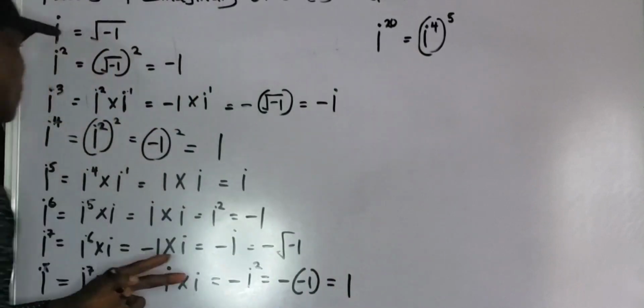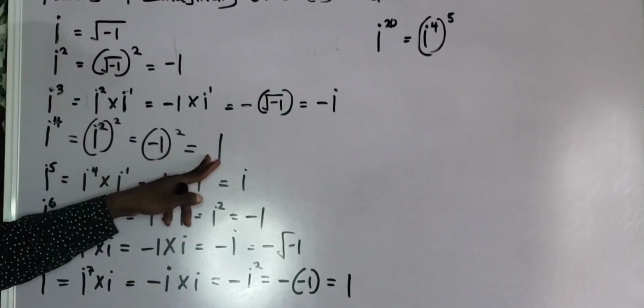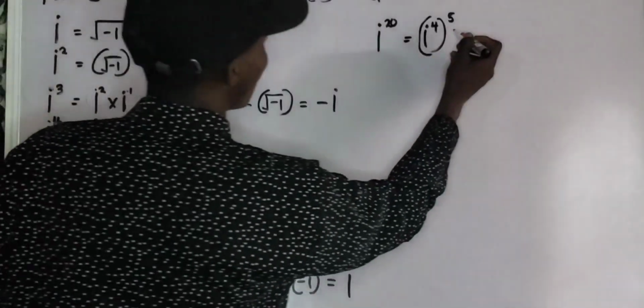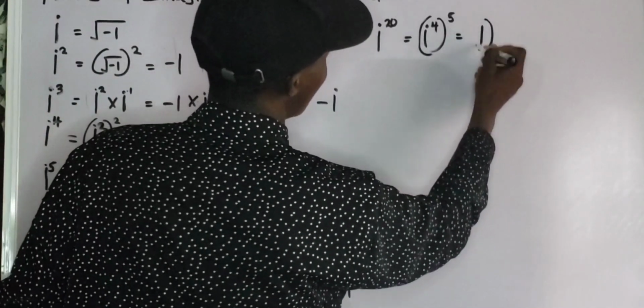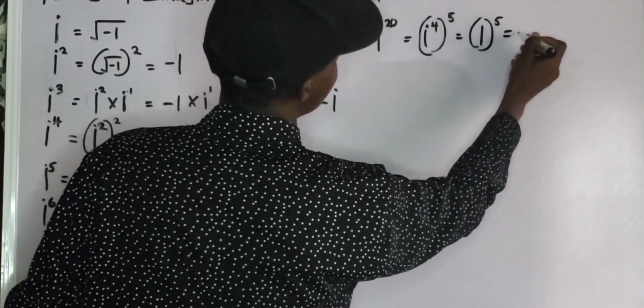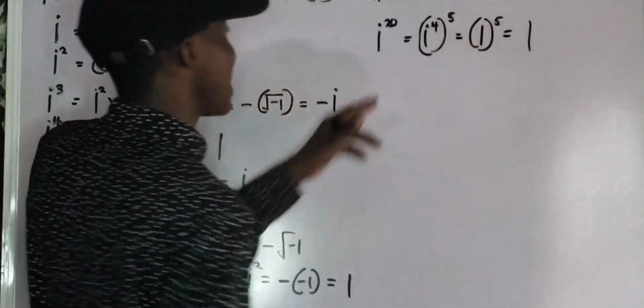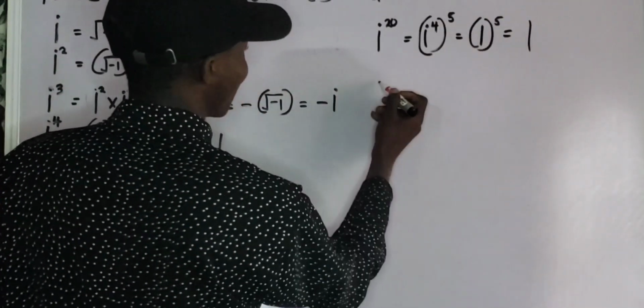And I know that i raised to the power of 4 is what? 1. Please, are you paying attention? i raised to the power of 4 is 1. So for this, I'm going to have 1 raised to the power of 5. So this is 1 times 1 times 1 times 1 times 1, so this is also 1. So i raised to the power of 20 is what? 1.